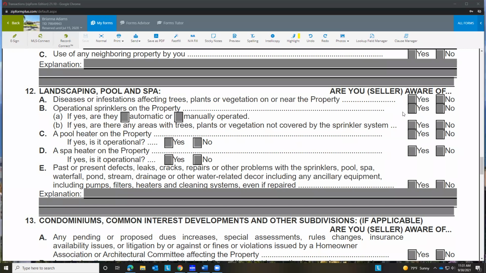Operational sprinklers on the property. In my case, it would be a yes because on my patio, I have automatic sprinklers. But if it's a condo where they don't have any sprinklers, the answer is no. If it's a home without any sprinklers, the answer is no. If the answer is yes, they have to check whether they're automatic or manual. If the answer is yes, are there any areas with trees, plants, or vegetation that are not covered by the sprinkler system? Yes or no. Sometimes it's as simple as, yes, we have sprinklers, but they don't get that tree in the back corner.